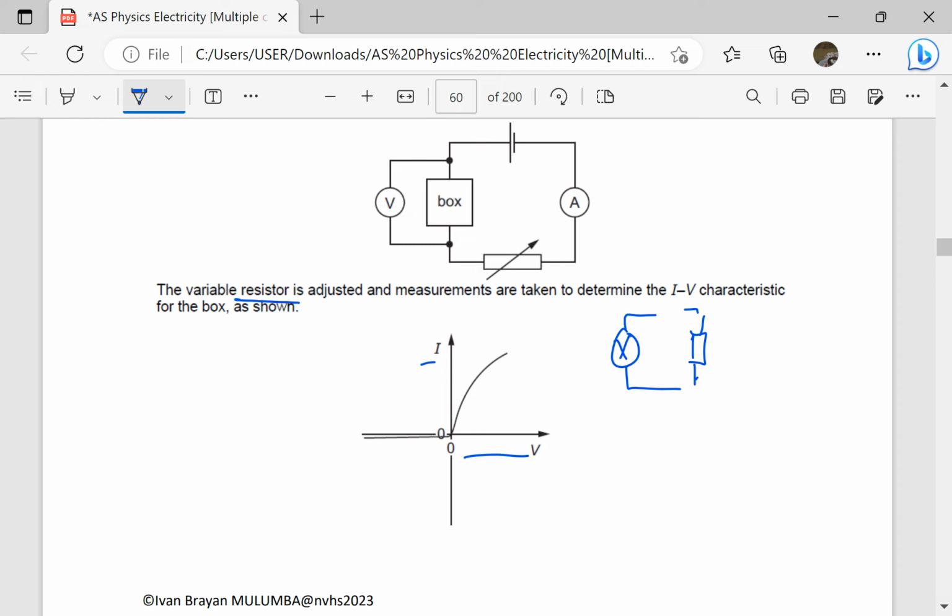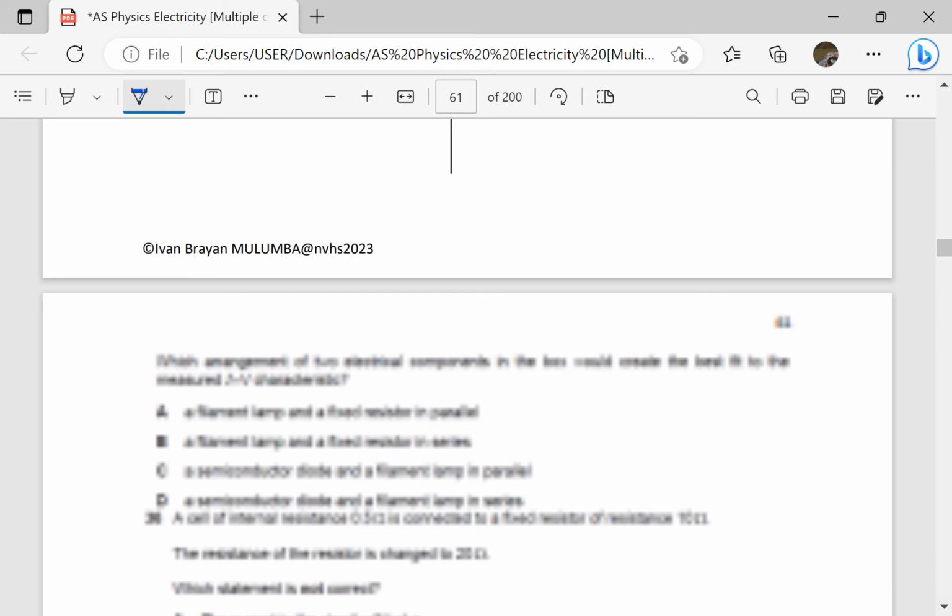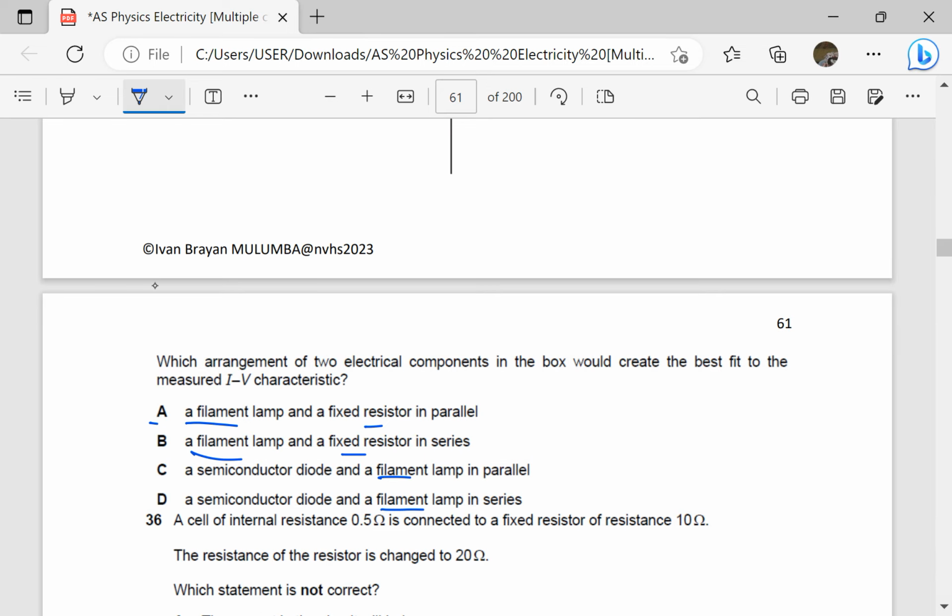we shall not have any point where the PD is going to be 0. If it is a filament lamp and a resistor, then this part here is not going to be making any good sense. Therefore, we shall ignore A. We shall ignore wherever we say resistor. There is a filament lamp but a fixed resistor. It means there will always be a PD across the fixed resistor as long as there is a current flowing. Therefore, the fixed resistor will be left out.